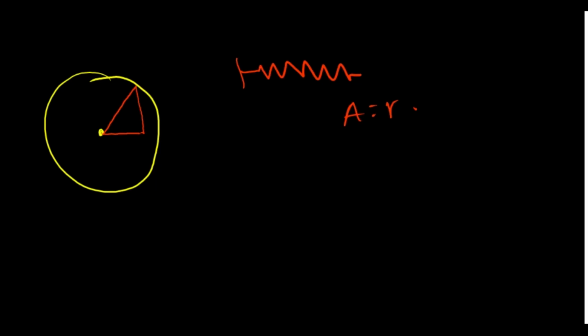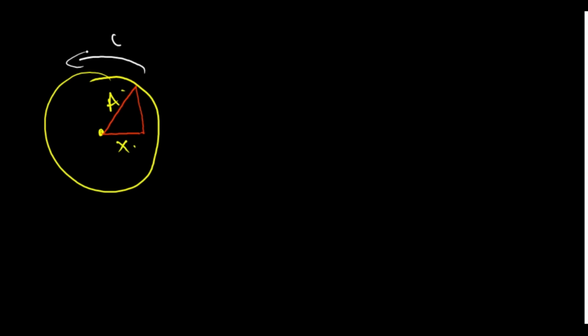So this is our radius, but since we're talking about simple harmonic motion, we are going to put the amplitude as A. This part here is going to be the x, which is the position or the displacement. Now, what I want you to understand is that when an object is moving around the circle, there is angular velocity.